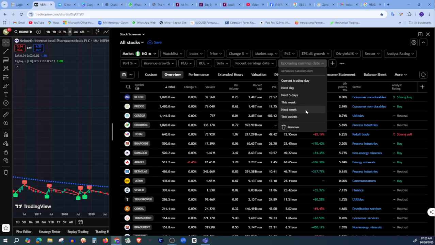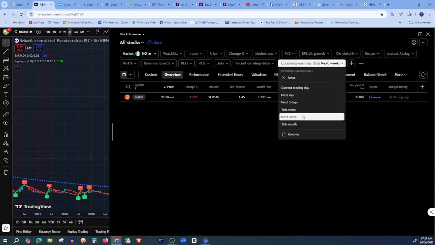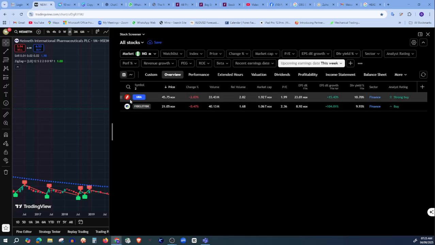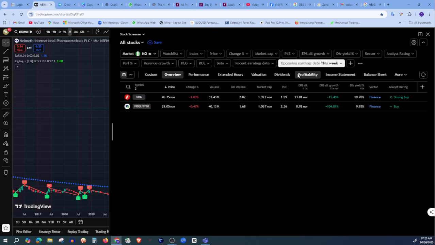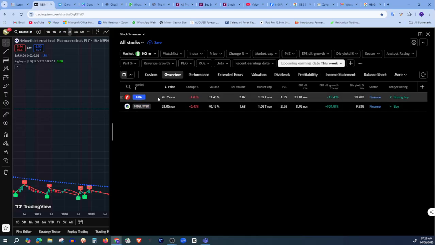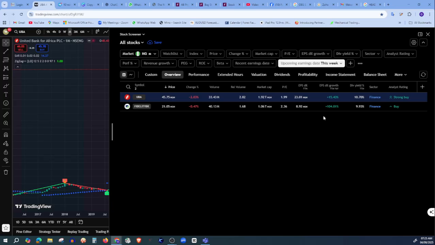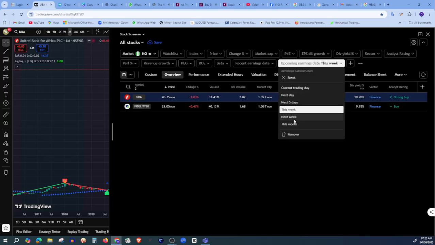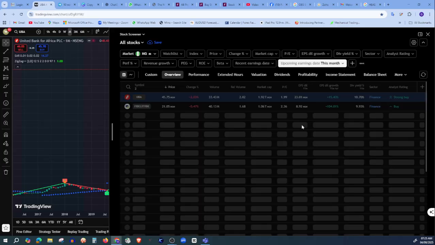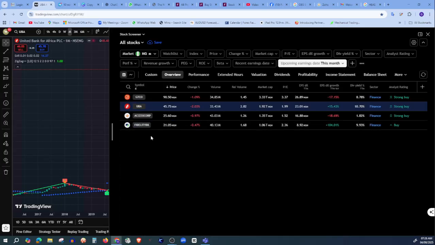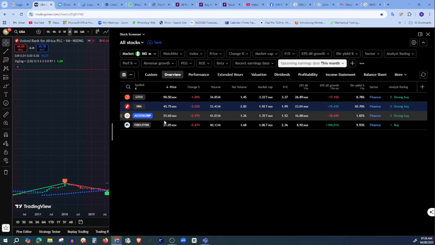Reset. Then this is revenue growth, upcoming earnings date. So for this one, not next 1 week, let me select for this week. We are expecting earnings date this week. So UBA. Based on that, you can position for UBA or Fidelity, knowing that when they release their earnings, if it's good, then it will attract new investors, and that might help the price to go up. So that's for this week, and I can check for this month so I can position myself for this month.